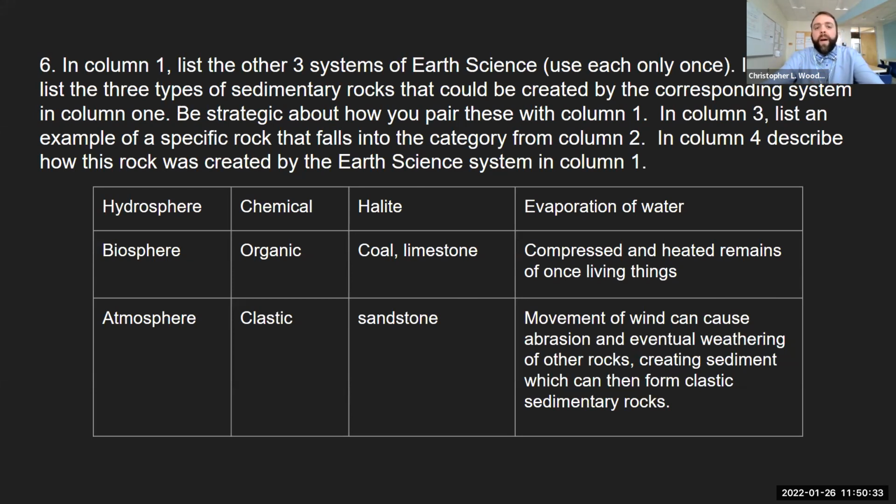And then the last one there, atmosphere. Probably the best way to answer that one was through a clastic rock, which is made from particles of other rock. So the movement of wind can create abrasion, which eventually causes that sediment to pile up and solidify into a rock. The atmosphere and hydrosphere ones, you could kind of switch around a little bit. But again, the best answer for hydrosphere was a chemical rock.